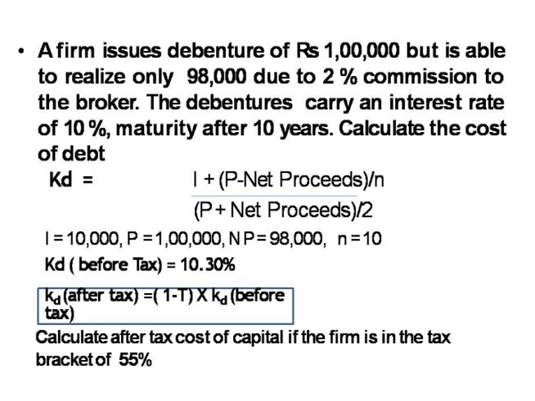Now I is 10% of 1 lakh, which is 10,000, par value is 1 lakh. Net proceed: because 2% commission is given to the broker, we have to deduct it. 2% of 1 lakh is 2,000, which will be deducted from 1 lakh, so 98,000 would be your net proceed. Please remember that this KD is before tax because there is no clause of tax. In the previous slide we studied that for KD after tax we have to multiply by 1 minus T, and only then you get the KD after tax.